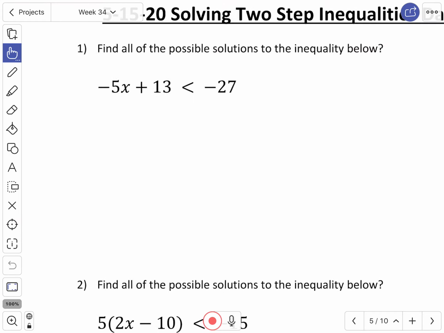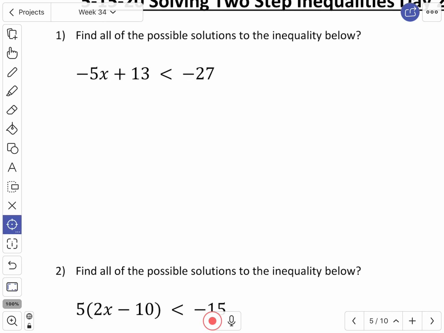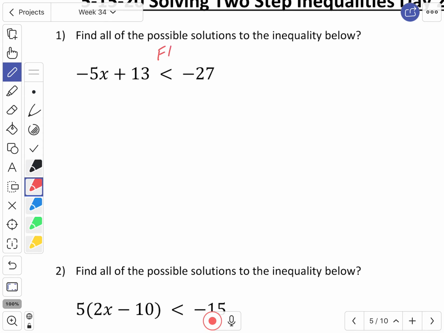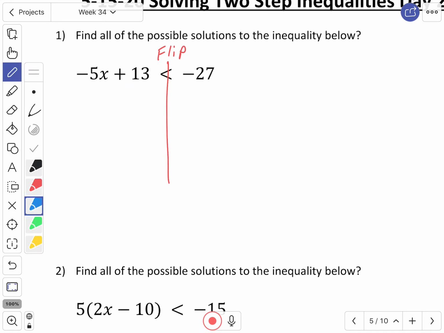So looking at problem number 1. This looks like the last problem that we did from yesterday's assignment where it has a negative coefficient. So I'm going to write flip so I don't forget I need to flip my inequality sign. Then I'm going to draw a line to make it the same on both sides. And then I want to get rid of my number that's not attached to the variable. So to get rid of plus 13, I want to subtract 13 on both sides.